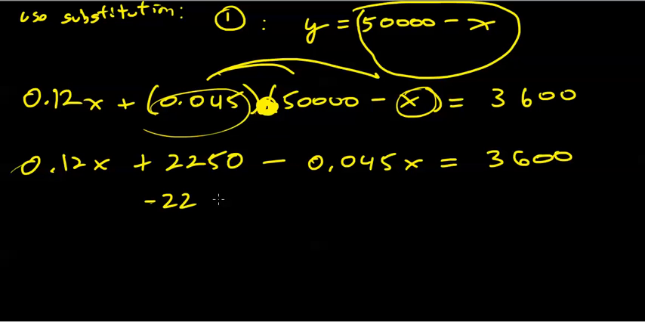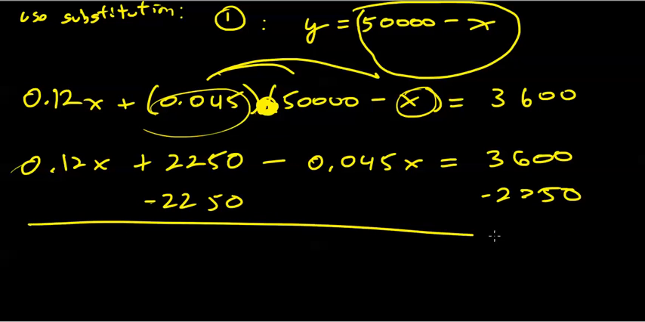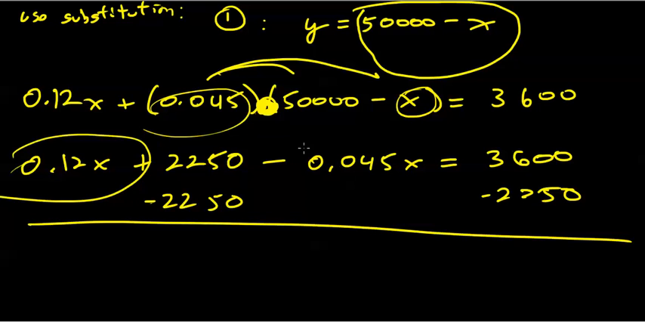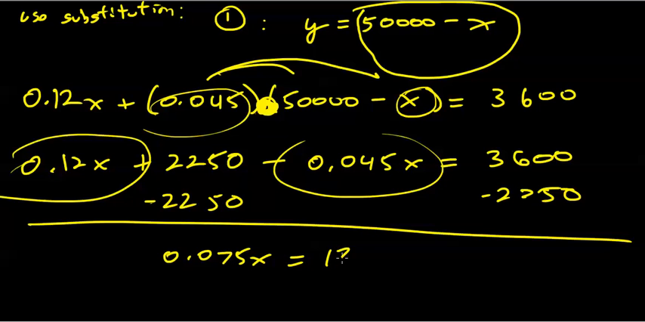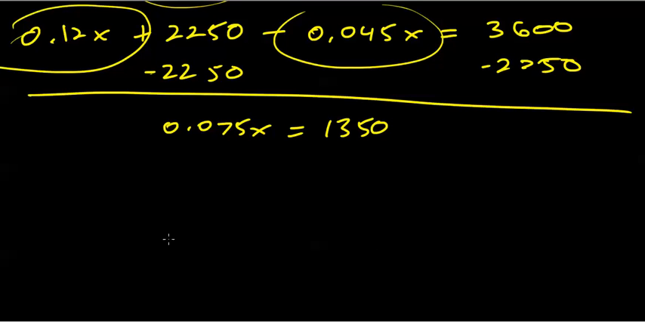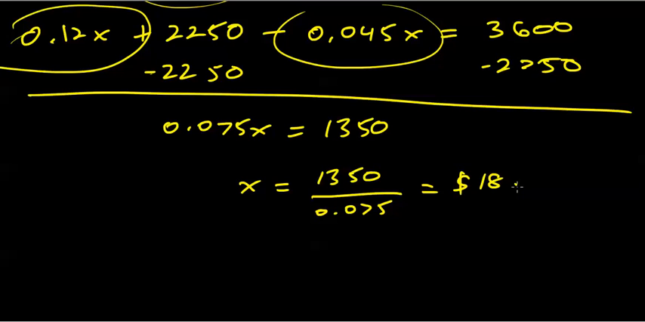I'm going to subtract 2250 from both sides. And then these two terms are like terms. I can just add or subtract the x coefficients as needed. And I'll get 0.075x then equals 1350. I think the worst is over. Now if I just divide both sides, and of course you'll need a calculator for this one, by 0.075, I get a nice even number of 18,000.